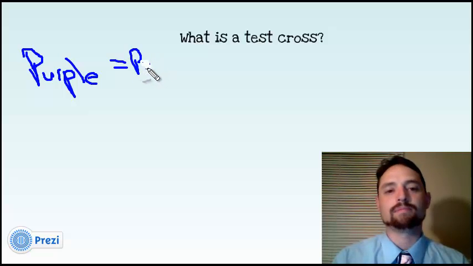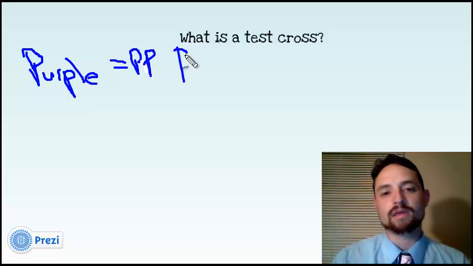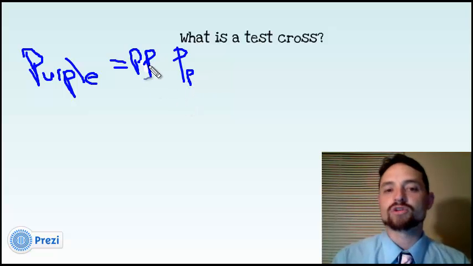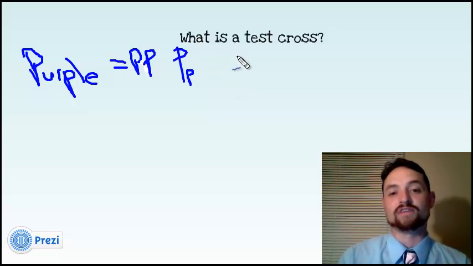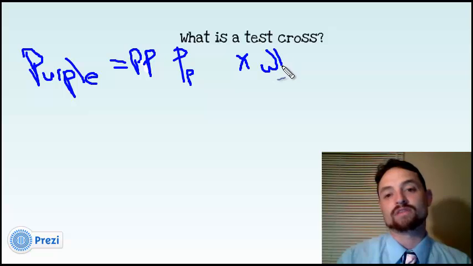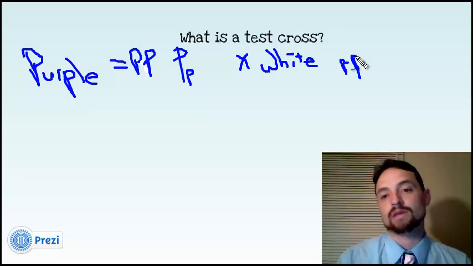It could be big P, big P, or it could be big P, little p. So we're trying to know which one. So what we do is a test cross. A test cross is we're going to cross this individual that we don't know the genotype of with a white flower in this case. White because we do know the genotype of a white flower. The genotype of a white flower is little p, little p.